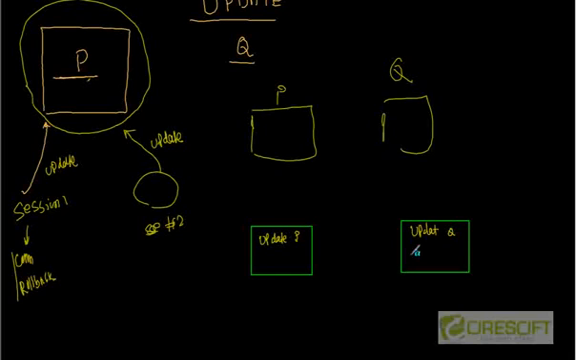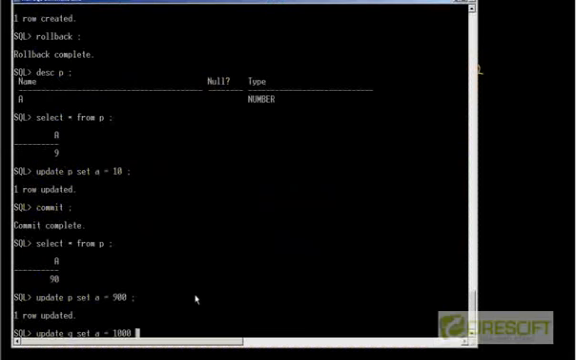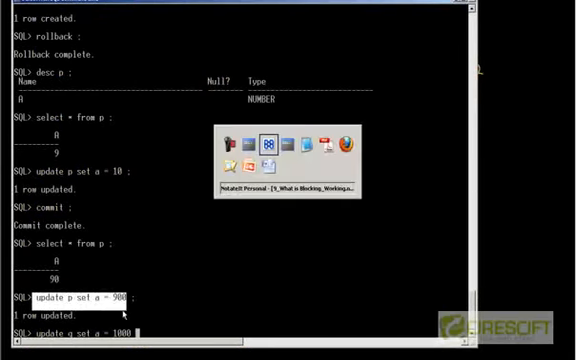While session 1 is updating table P, a lock is acquired on P by session number 1. Then when I'm updating Q, session number 2 is going to acquire a lock on it. So this is the scenario right now, after I've done update P in one session, and update Q in the other.